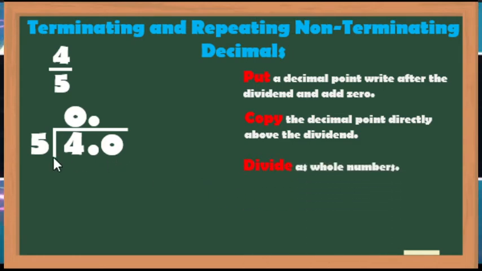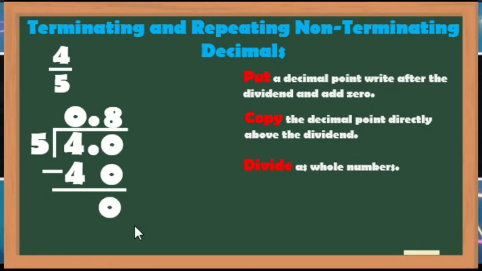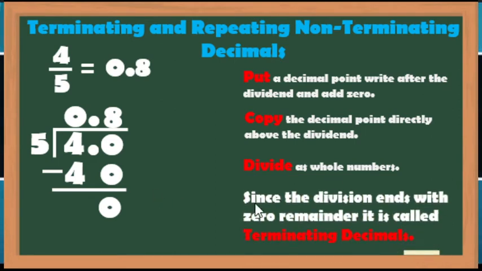So you will have 40 divided by 5 is 8. 8 times 5 is 40. Subtract: 40 minus 40 is 0. Since our remainder is 0, our answer is 0.8 or 8 tenths. Since the division ends with 0 remainder, it is called a terminating decimal. Let us have another example.